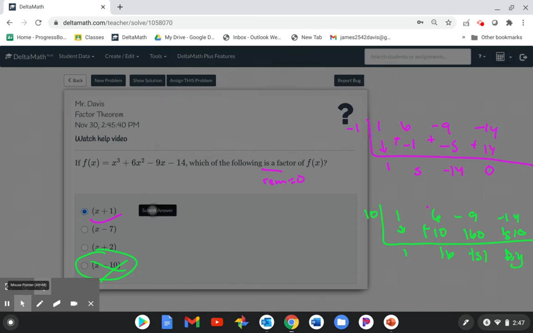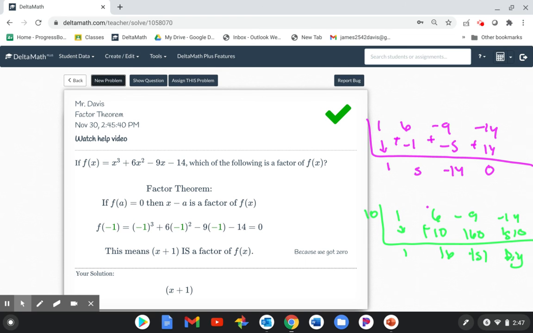All right, so that's all there is to this assignment. You're just going to be using your synthetic division to figure out if you get 0 as a remainder or not, and that will tell you whether it is a factor or is not a factor.